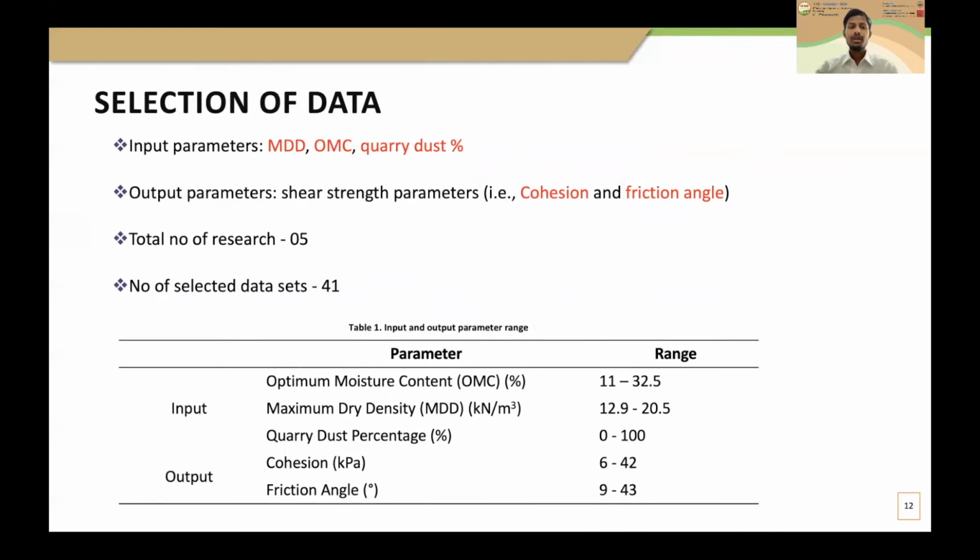When it comes to selection of data, due to the inconsistency of different parameters in conducted experiments, I have to select input parameters as maximum dry density, optimum moisture content, and quarry dust. And as output parameters, I have selected shear strength parameters such as cohesion and friction angle. These data have been collected from 5 research papers and have gathered 41 data sets. Below, we can see the parameter and the range of input and output parameters.